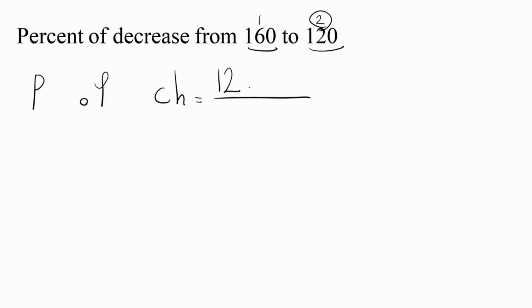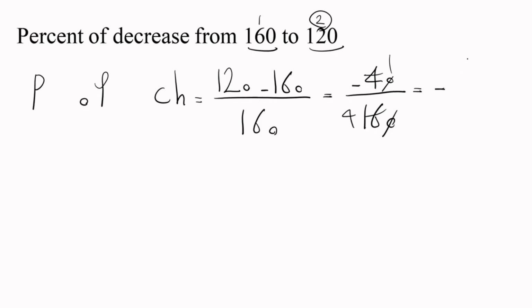Percent of decrease from 160, which is the first number, to 120, second number. So I'm going to write percent of change: second number 120 minus first number 160 over first number, it's going to be minus 40 over 160. I can drop these zeros and I can simplify both of them by 4. It's going to be 1, it's going to be 4, minus 1 over 4.